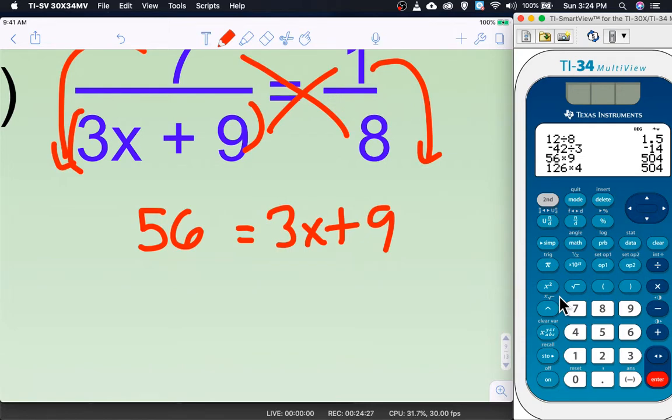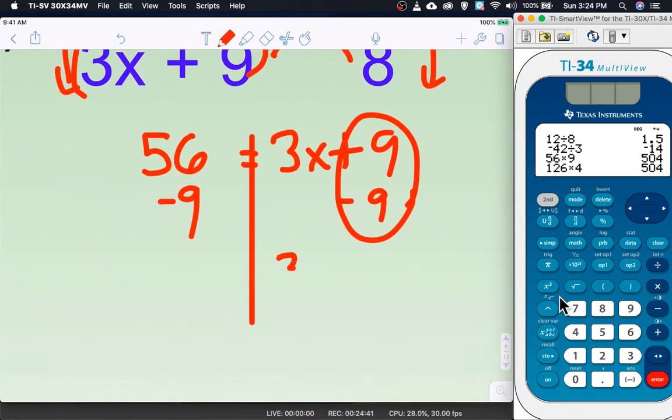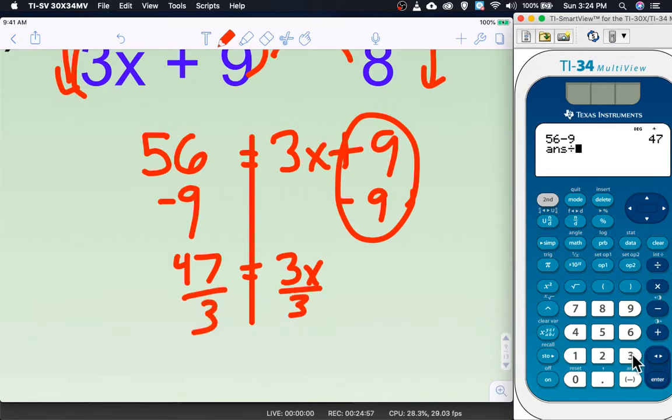I solve the equation. To get this x by itself, I am going to subtract 9 on both sides. And then we have 3x equals 56 minus 9. 56 minus 9 is 47. Divide by 3 on both sides, and I don't know that division off the top of my head. x is 15.6 repeated.